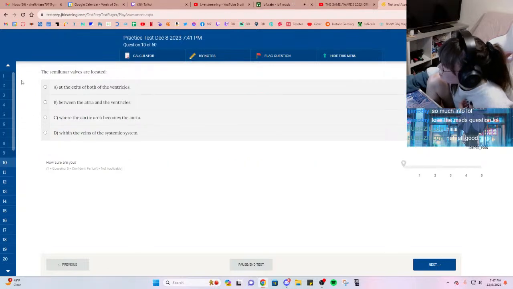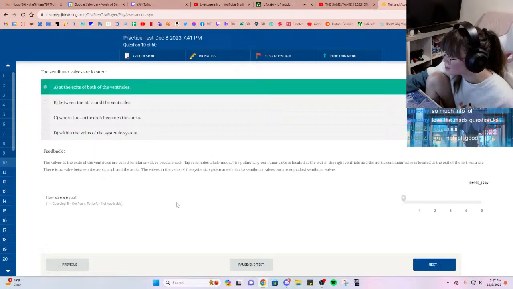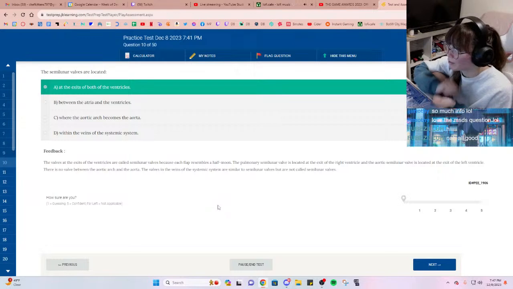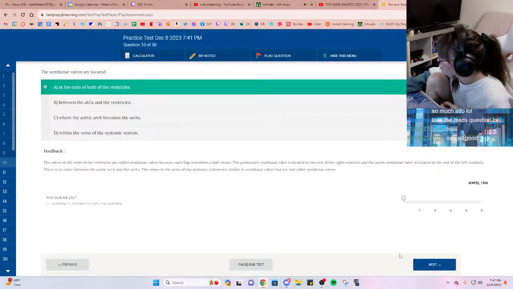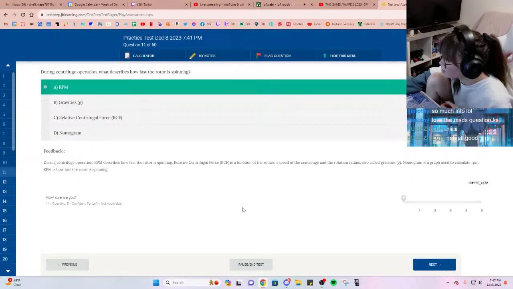Okay. The semilunar valves are located at the exits of both of the ventricles? Yes. Aha! Semilunar valves are located at the exits of both of the ventricles. Half moon. Each flap presents holes. Okay. During centrifuge operation, what describes how fast the rotor is spinning? RPM, rotations per minute. Yes.